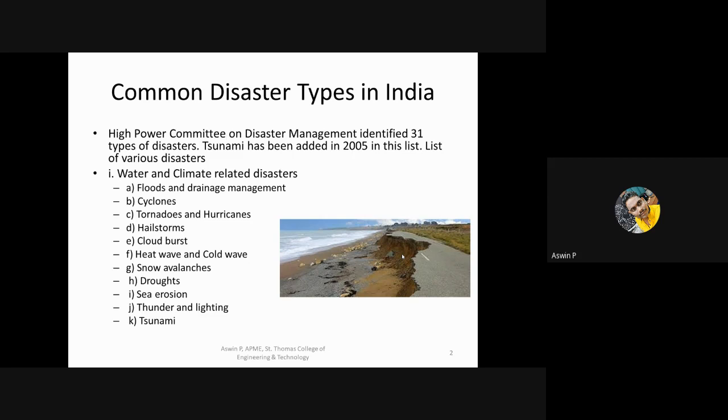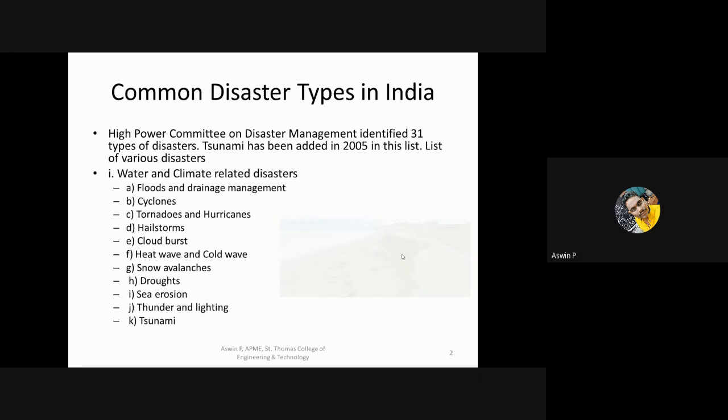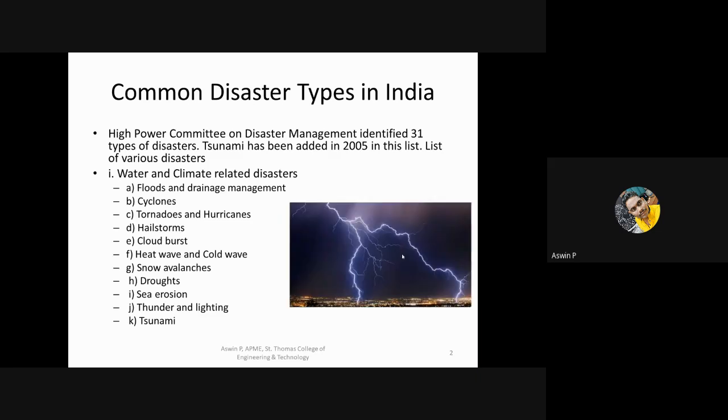Compared with the Western Ghats, we face most of this kind of erosion in the eastern area of India due to heavy cyclones and continuous sea attacks from the Bay of Bengal. We also have to know that thunder and lightning is another disaster normally recorded in India.